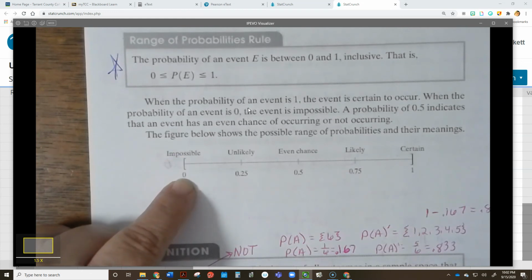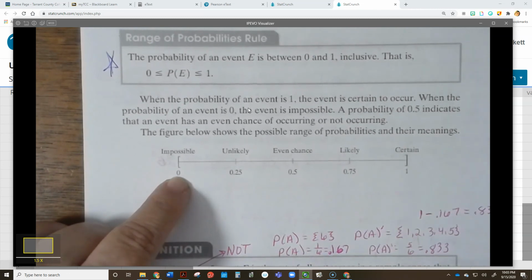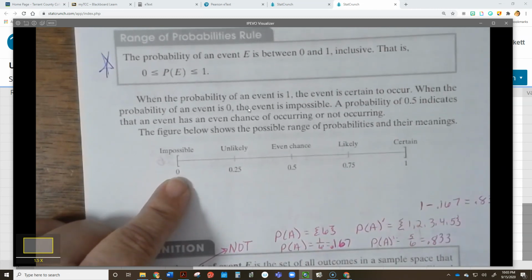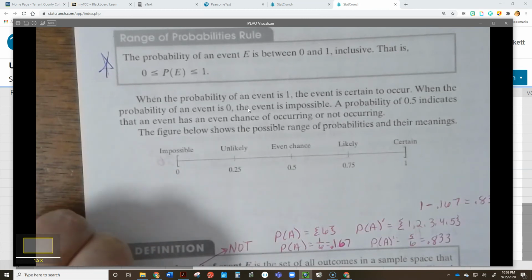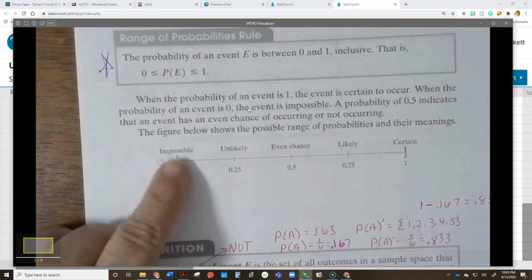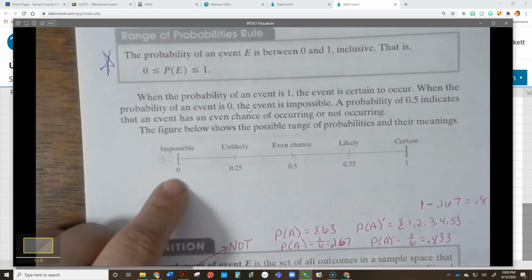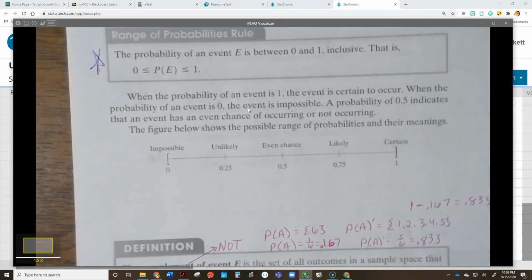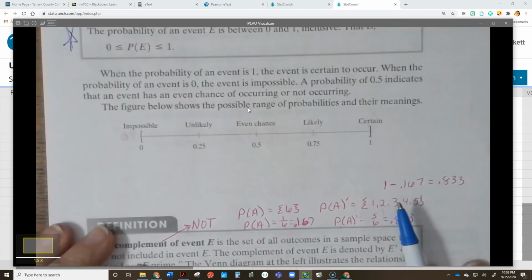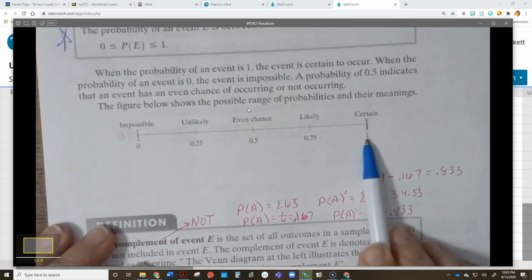For example, if I went and tried out to be a Dallas Cowboy cheerleader, the probability of me making the team is absolutely 0. 1, I'm old. 2, I'm chubby. 3, I have no coordination whatsoever. Can't dance, none. So I am not going to make the Dallas Cowboy cheerleading team. So that's impossible.